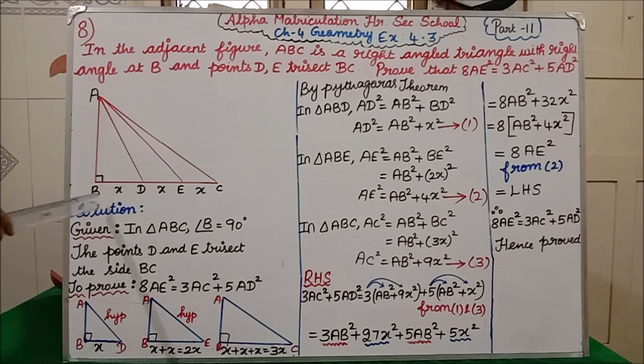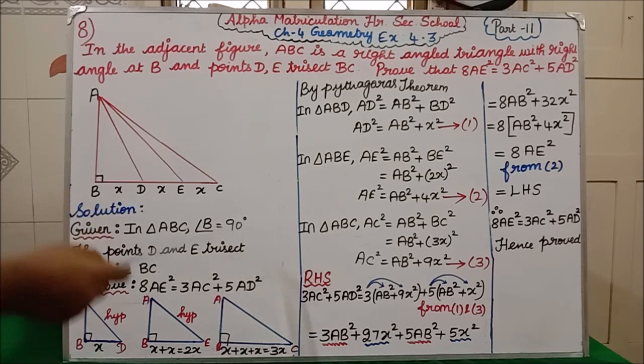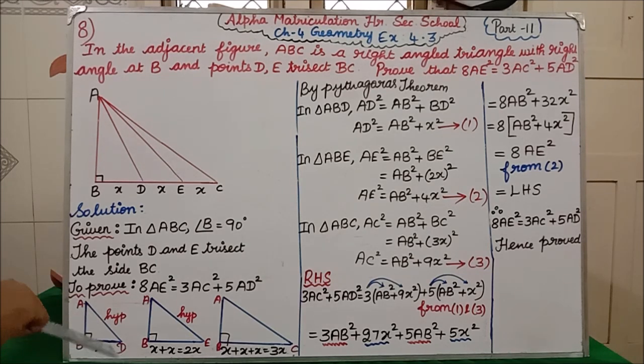Clear? When I am drawing ABD, the base is what? x. When I am drawing ABE, x plus x is what? 2x. When I am drawing ABC full, x plus x plus x is what? 3x. See students, now we have got three right angle triangles. So if I say right angle triangle, immediately you have to think about Pythagoras theorem. So using the first diagram, we are going to apply the Pythagoras theorem.